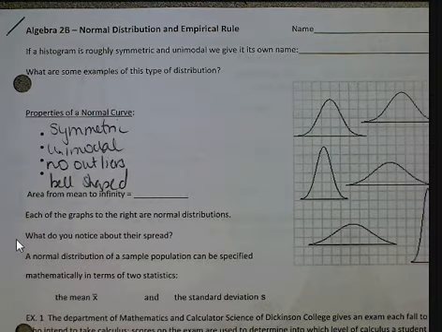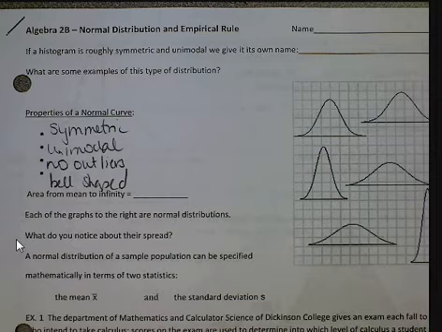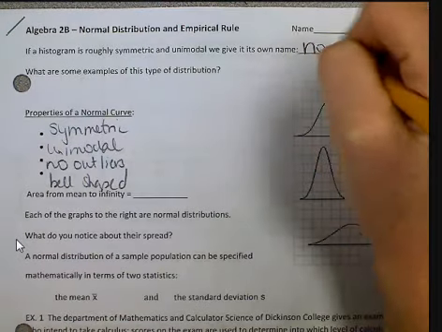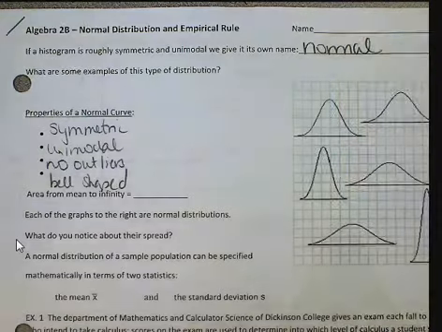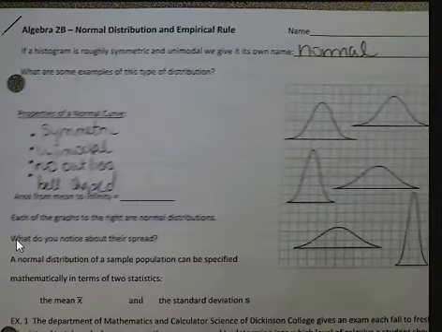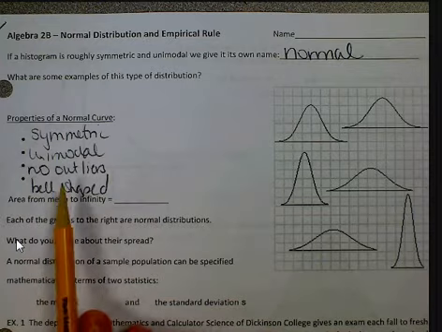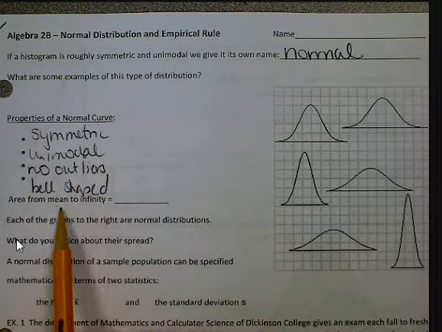This is video number 5 on the normal distribution and empirical rule. So we have already discussed normal distributions in our previous video, and we mentioned that if a histogram is roughly symmetric and unimodal, we give it its own name, which is a normal distribution. So normal distributions have a few qualities. They are symmetric, they are unimodal, they have no outliers, and they are bell-shaped.